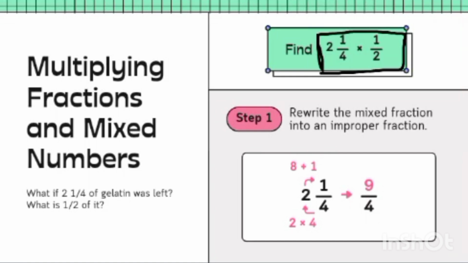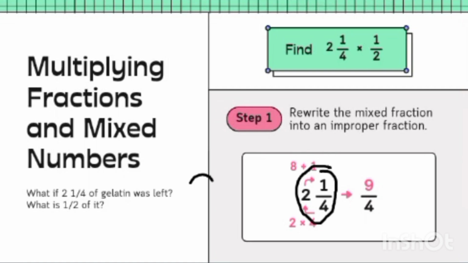So when we multiply, our first step is to turn this mixed fraction into an improper fraction. So how can we turn this mixed fraction into an improper fraction? For that, you need to multiply 4 with 2 and then add whatever you get with 1. Let me just tell you, over here we have 2 with 1/4.